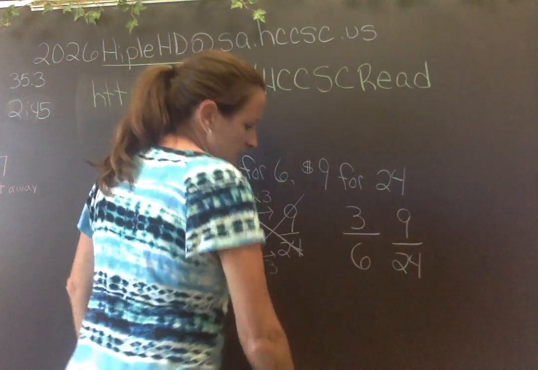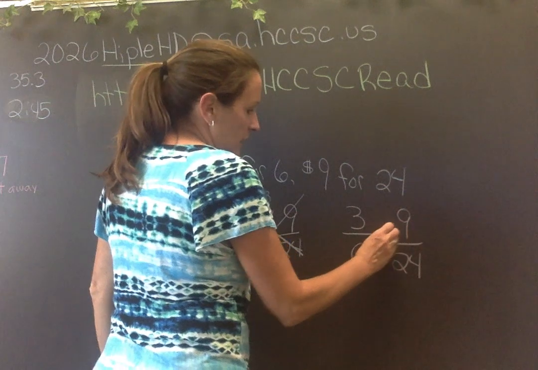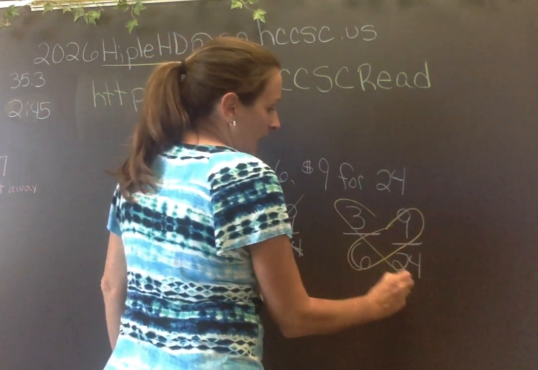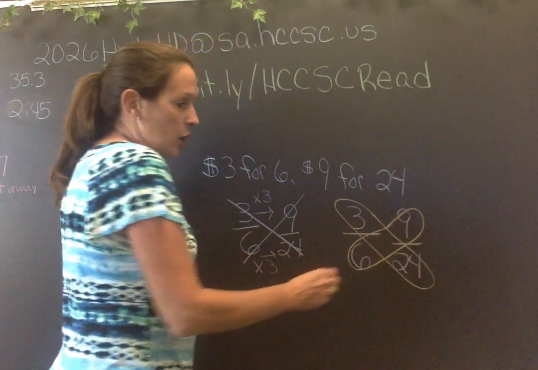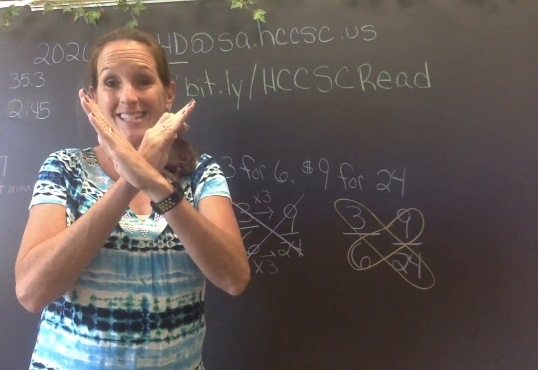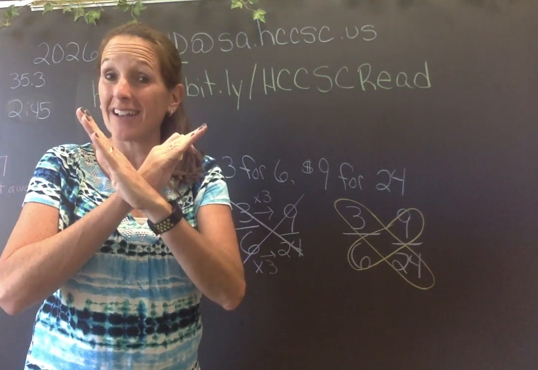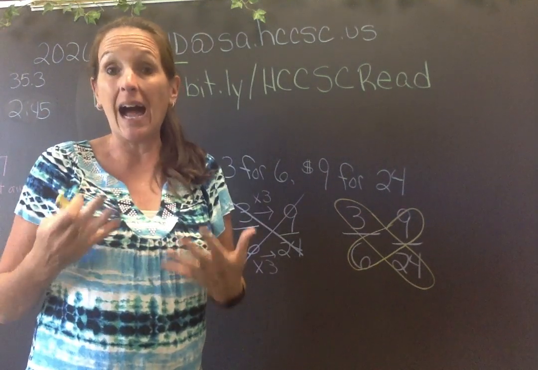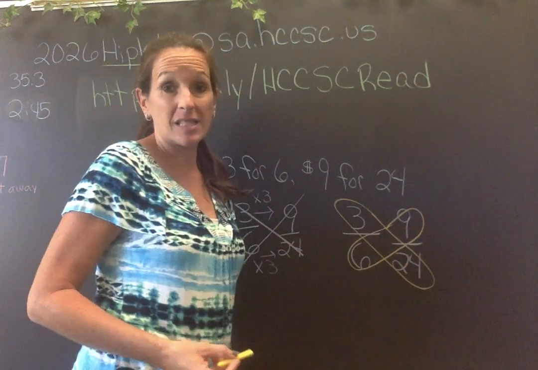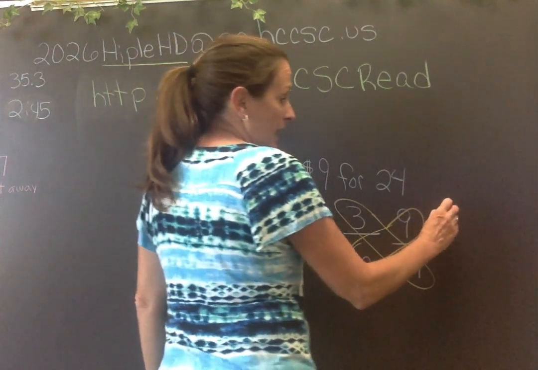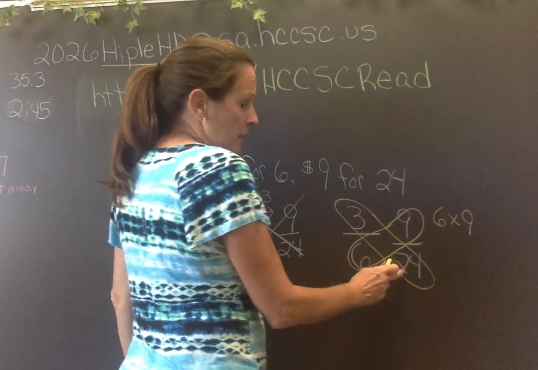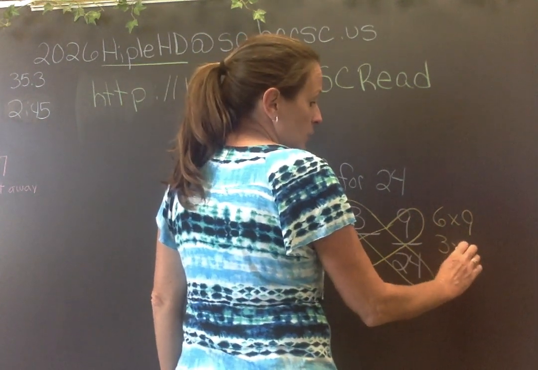So I'm going to do this in another color so you can see the difference. I'm going to make a butterfly wing here diagonally with 6 and 9, and I'm going to make a butterfly wing here with 3 and 24. Those butterfly wings cross like this, and the multiplication sign crosses like this. So I multiply the numbers that are in the same wing. So I'm multiplying 6 times 9, and I'm also multiplying 3 times 24.